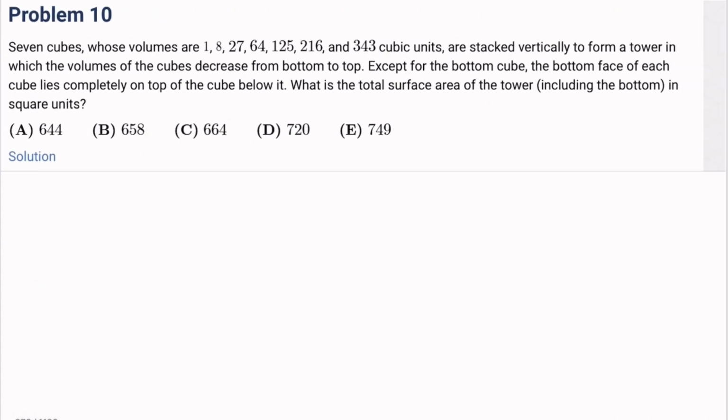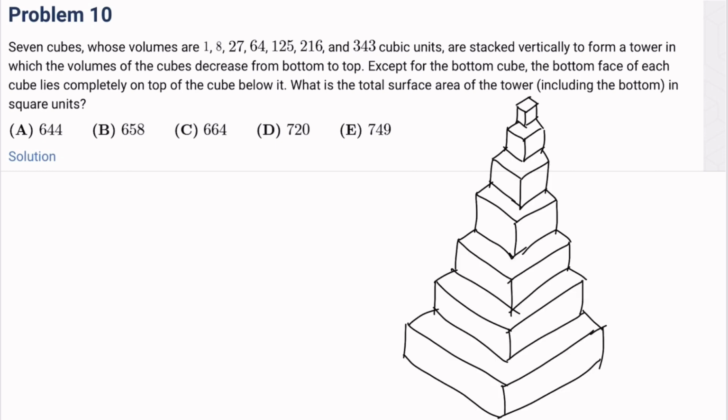Number 10, 7 cubes whose volumes are this much cubic units are stacked vertically to form a tower in which the volumes of the cubes decrease from bottom to top. Except for the bottom cube, the bottom face of each cube lies completely on top of the cube below it. What is the total surface area of the tower, including the bottom, in square units? Okay, so let's first draw a diagram of this. This will be our diagram, and although all these have to be cubes, they don't look like it because of space. First of all, we have to notice that these are all cubed values.